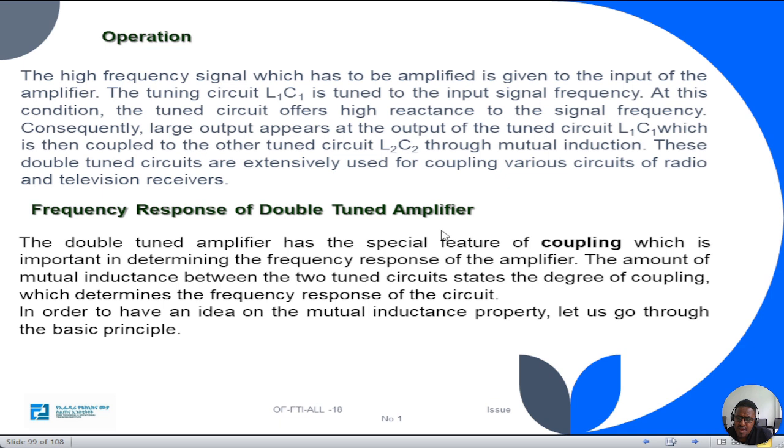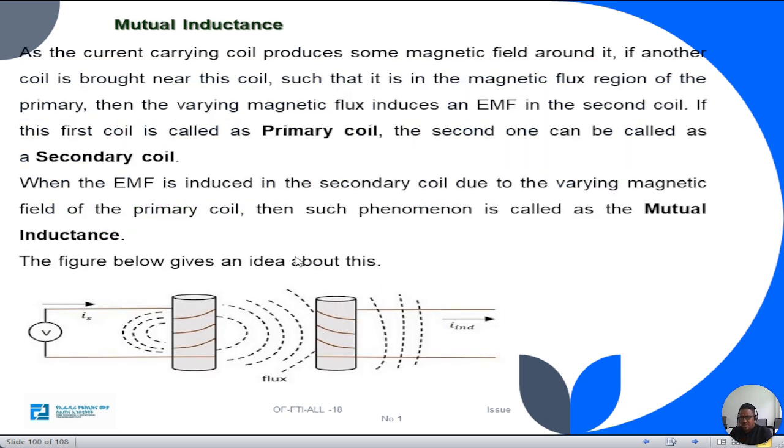So, the frequency response of the double tuned amplifier. The double tuned amplifier has a special feature of coupling, which is important in determining the frequency response of the amplifier. The amount of mutual inductance between the two tuned circuits states the degree of coupling, which determines the frequency response of the circuit. In order to have an idea on the mutual inductance property, let us go through the basic principles. It depends on the mutual inductance of the tuned circuits L1C1 and L2C2, and how they are related.